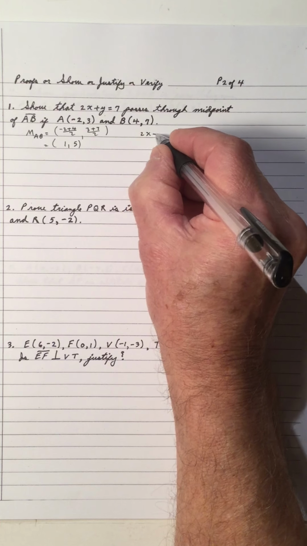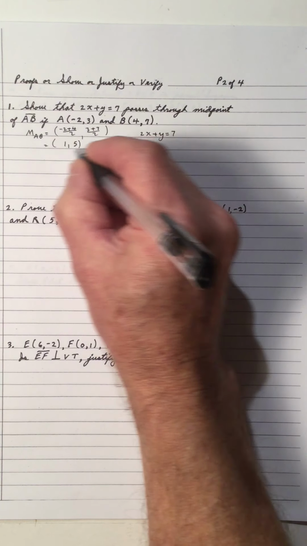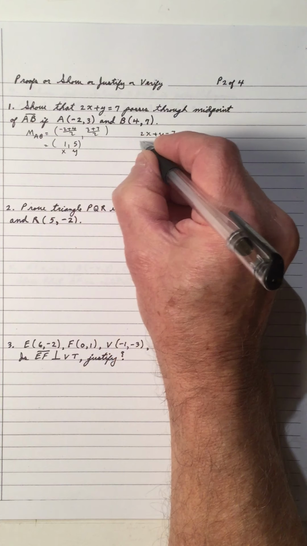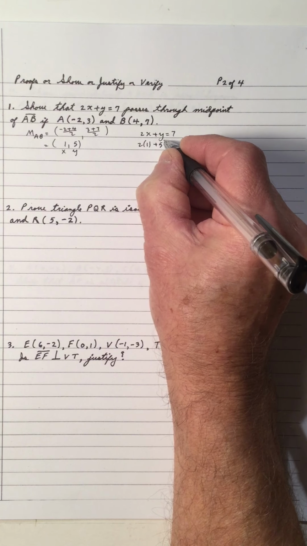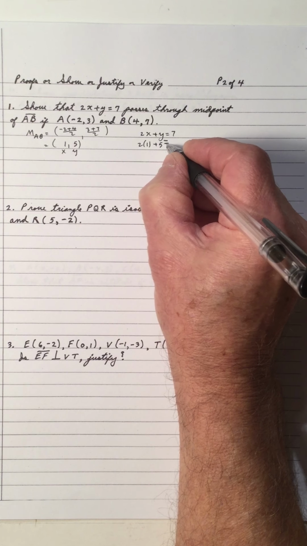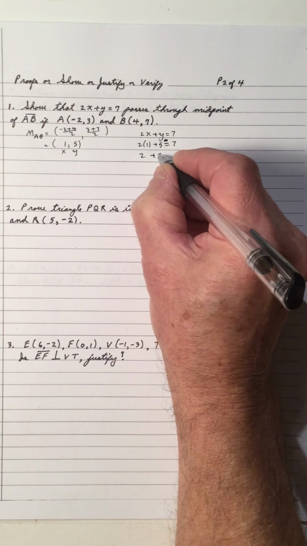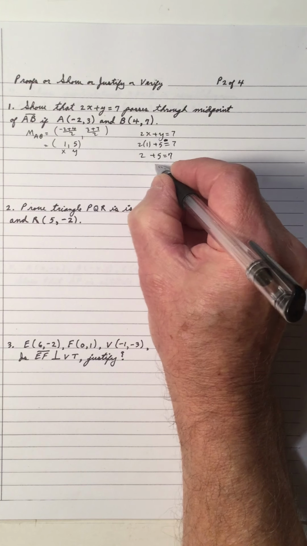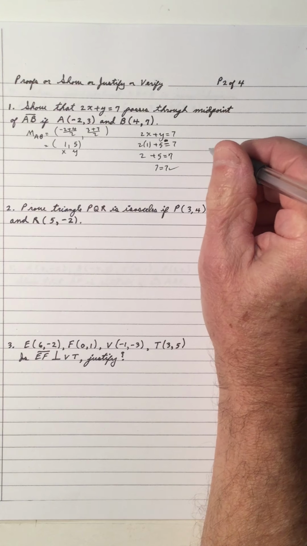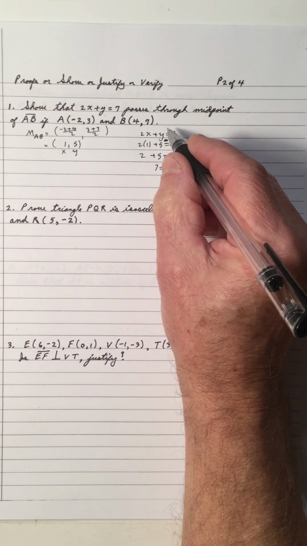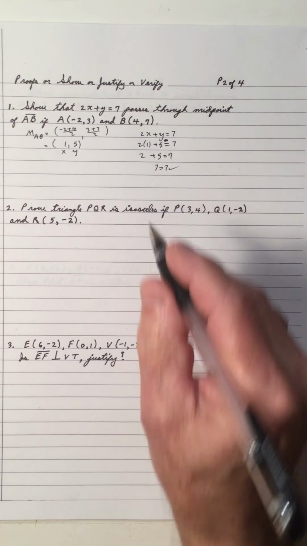So if that point is subbed into the equation, when x is 1, y is 5. So you put 1 in and you put 5 in. 2 plus 5 equals 7. 7 equals 7. That's true. So that line passes through the midpoint because the midpoint, which is (1, 5), makes the equation true.